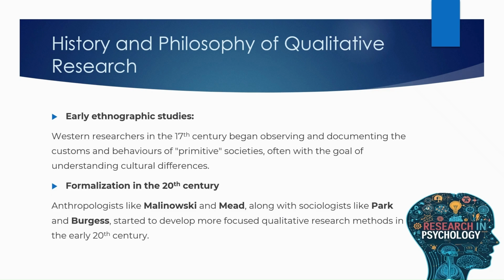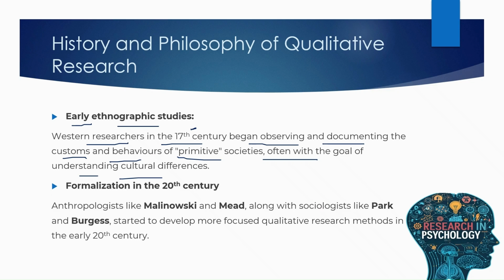So let's look at the timeline. First, we have early ethnographic studies. Western researchers in the 17th century began observing and documenting the customs and behaviors of the primitive societies, often with the goal of understanding cultural differences. Imagine we are talking about the 17th century, people who were trying to observe and document the customs and behavior of primitive societies. I mean the societies which were primitive for them. All right. So they laid the groundwork for all the later qualitative techniques that arose.